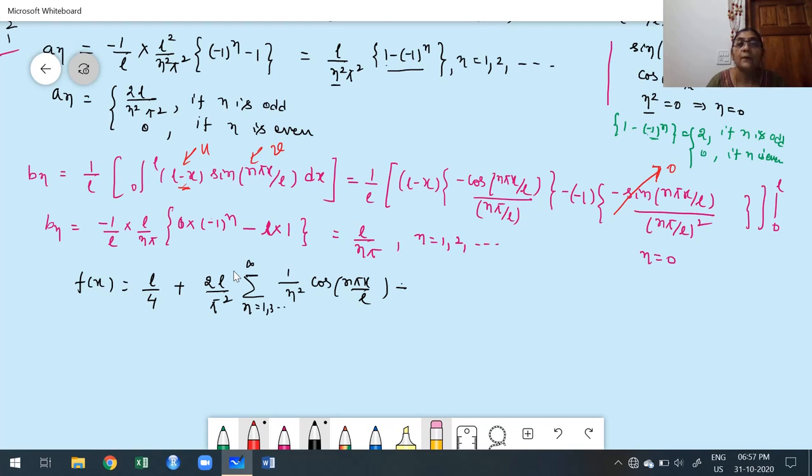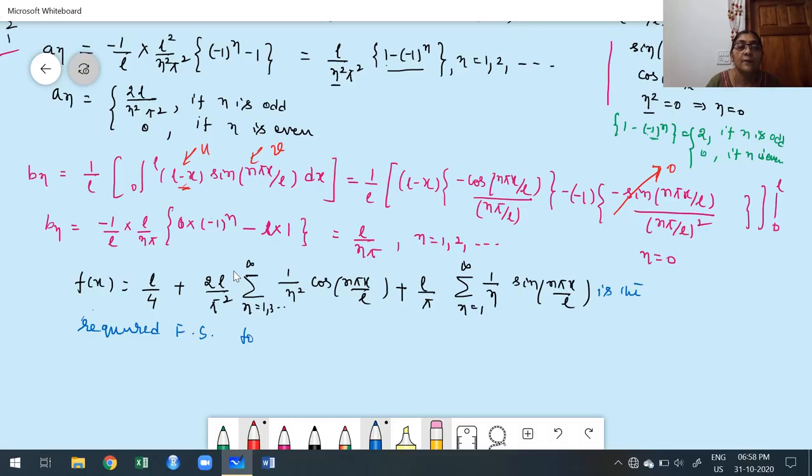Plus, what's the constant while writing b n? We have L by pi, summation n ranging from 1 to infinity, 1 by n sin of n pi x by L. Now, what is the deduce part? This is the required Fourier series for the given function over the interval 0 to 2L.